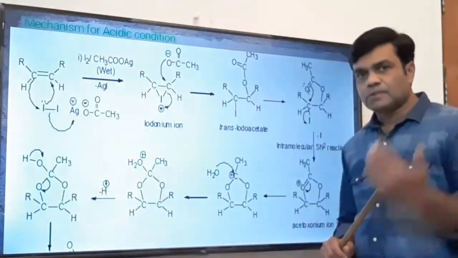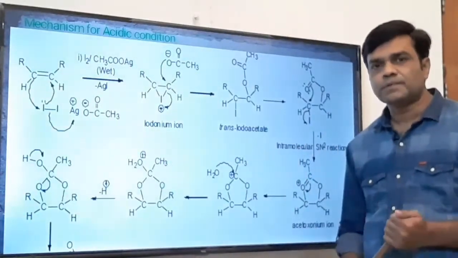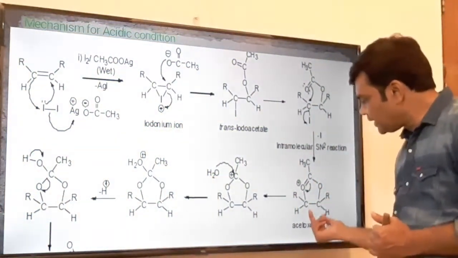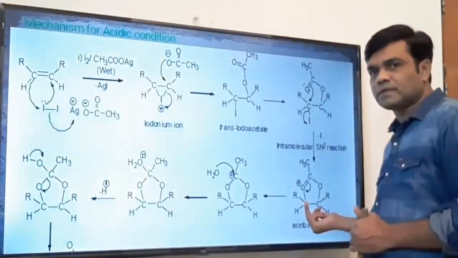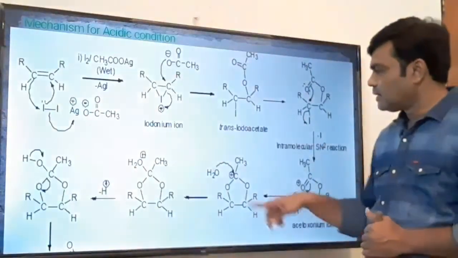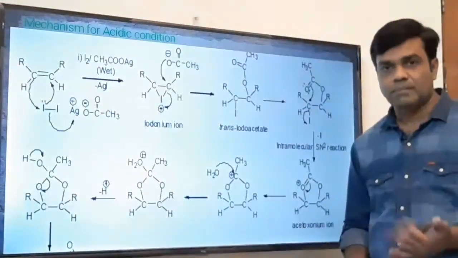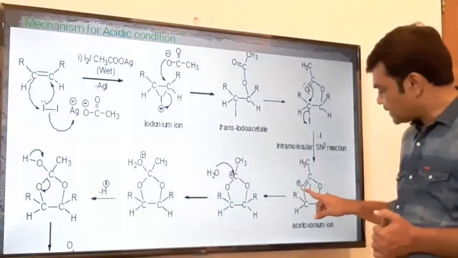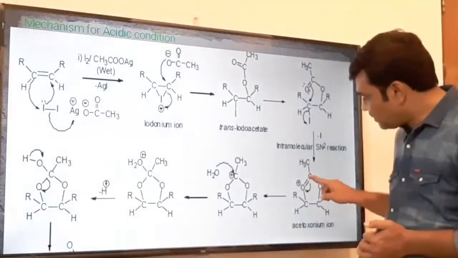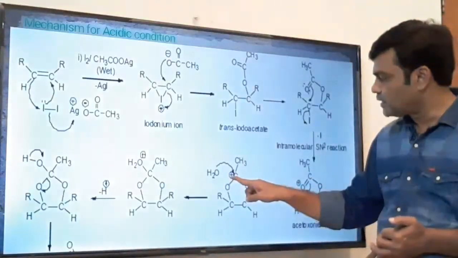Now from the fourth step onward, there is a difference in Woodward. What was the fourth step in the Prevost? In the fourth step, another acetate ion attacks from the opposite position, that is, from the backside. But here in this case, instead of that, a water molecule attacks this carbon. As oxygen is deficient here, oxygen gains its lone pair because oxygen is more electronegative than carbon, and the carbon becomes positive, that is deficient, and the carbonium ion is formed.